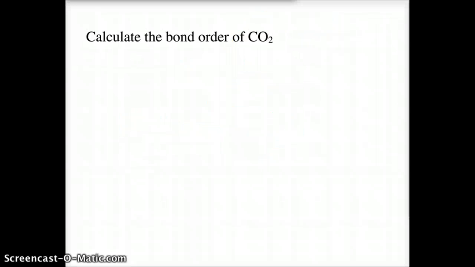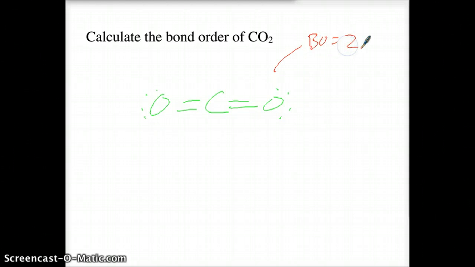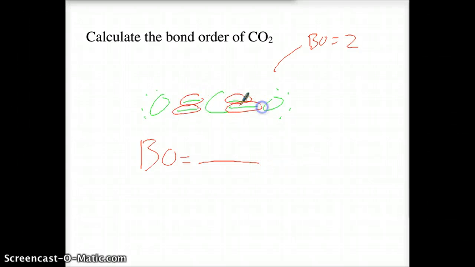What about one more example? CO2, carbon dioxide. Okay, here's the Lewis structure for carbon dioxide. You might think, okay, this is going to have a bond order equal to 2 because I only see double bonds. So that means the average bond is just a double bond. Again, prove it. Bond order, how many total bonds do I have? How many total lines? 1, 2, 3, 4.